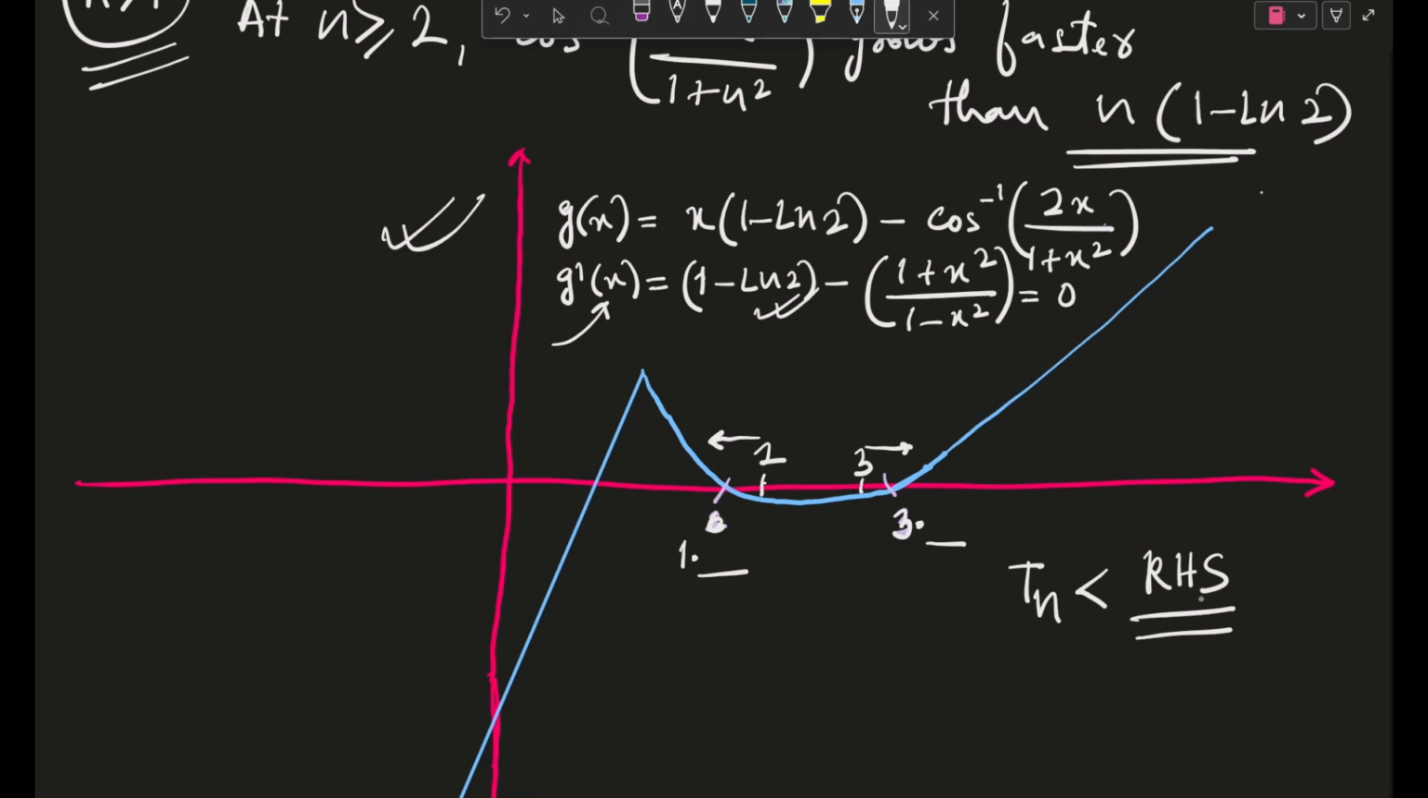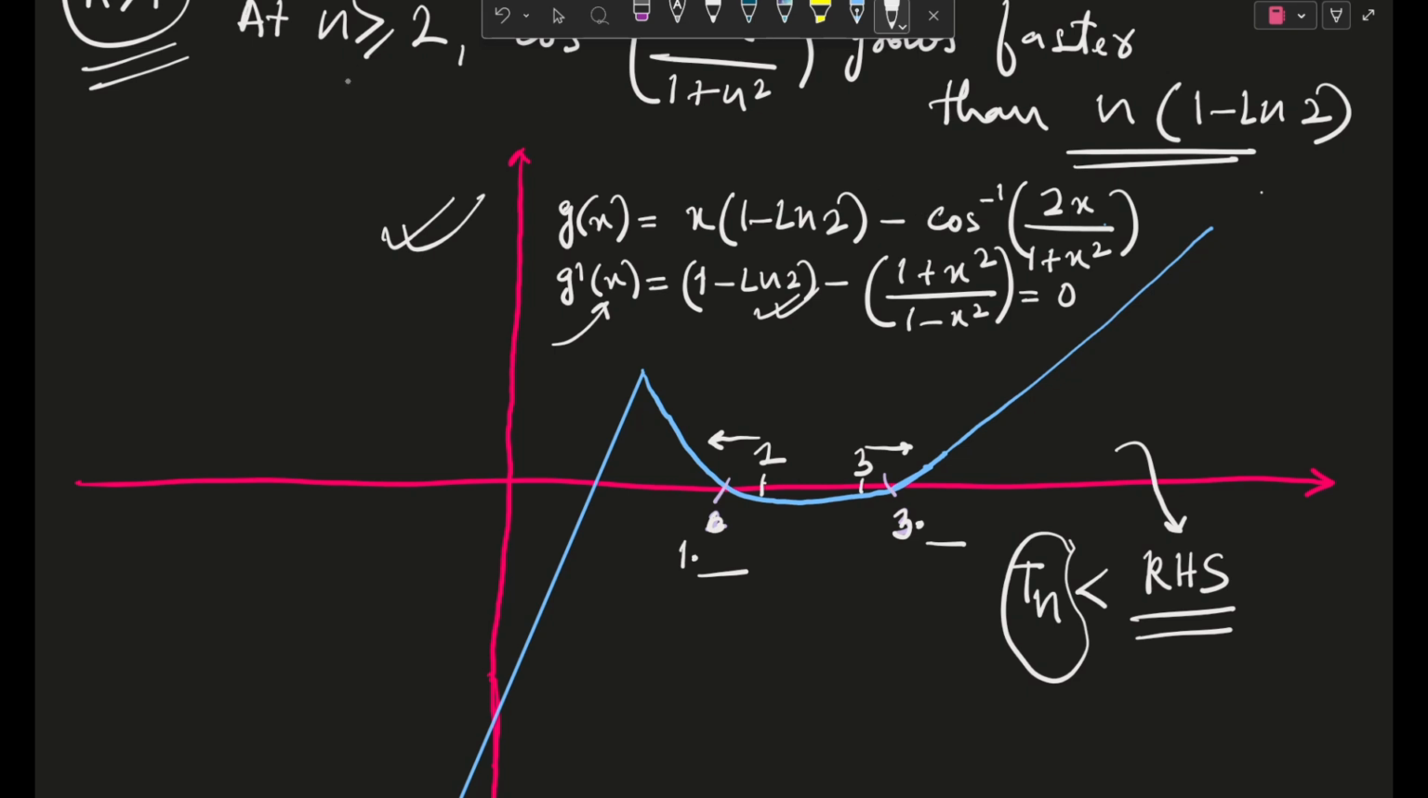And for that, please remember one thing. I didn't mention it here, so don't think Tn is less than RHS out of the blue. How did it come? Tn is negative. I'm not writing the bounds. We have proved the bounds in option number A. There, Tn was found to be negative, while RHS is always positive, I guess, like x times 1 minus ln 2. Yeah, I think it's always positive.